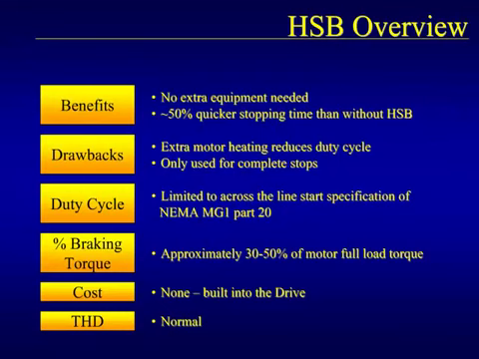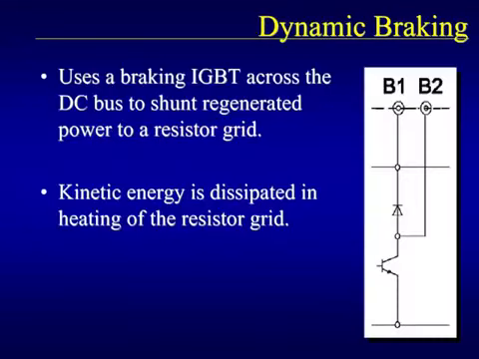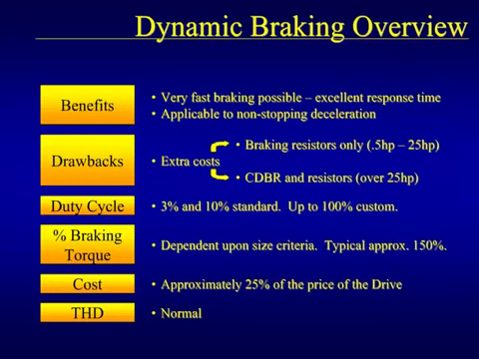Dynamic braking allows the motor to regenerate power back to the drive. As the DC bus voltage rises, a transistor turns on, allowing additional DC bus power to be dissipated onto a resistor grid. Dynamic braking is an excellent method of braking because of the available braking times and because it also applies to when the drive is merely decelerating and not just performing a complete stop. Also, duty cycles and braking torques can be determined by the user. The major drawback is the added cost.